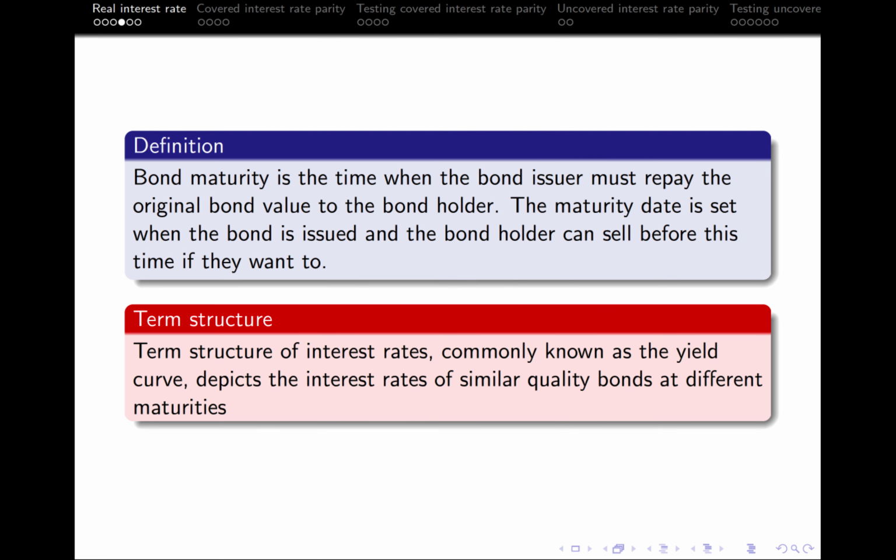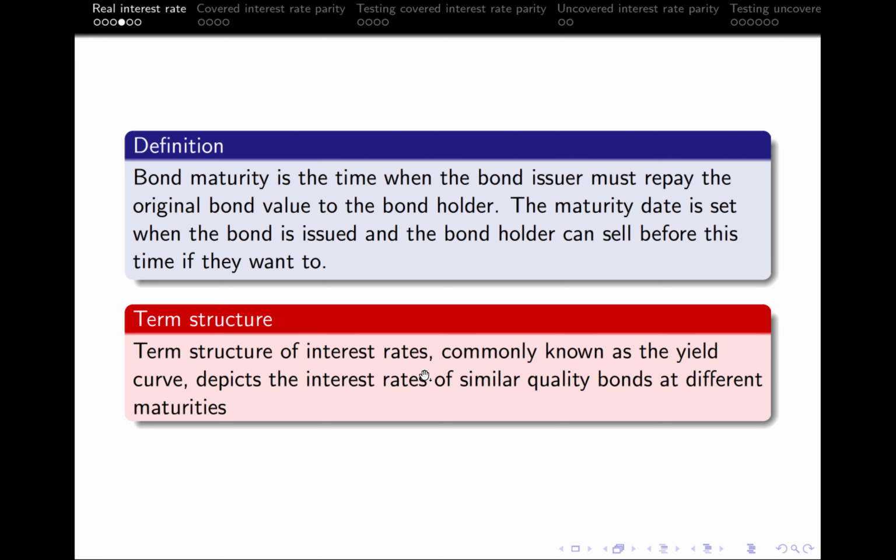But this brings us to the subject of maturity, because we are going to be talking about bonds. I'm going to stick to bonds over here. And listen, bond maturity is the time when the bond issuer must repay the original bond value to the bondholder. The maturity date is set when the bond is issued, and the bondholder can sell before this time if they want to. So look, generally speaking, maturity is a time after which the debt must be repaid. So if maturity is 3 months, it means that the bond must be repaid by the issuer in 3 months. And now that we know that maturity of basically any asset is telling us how much time we need to get our money back, we can talk about term structure.